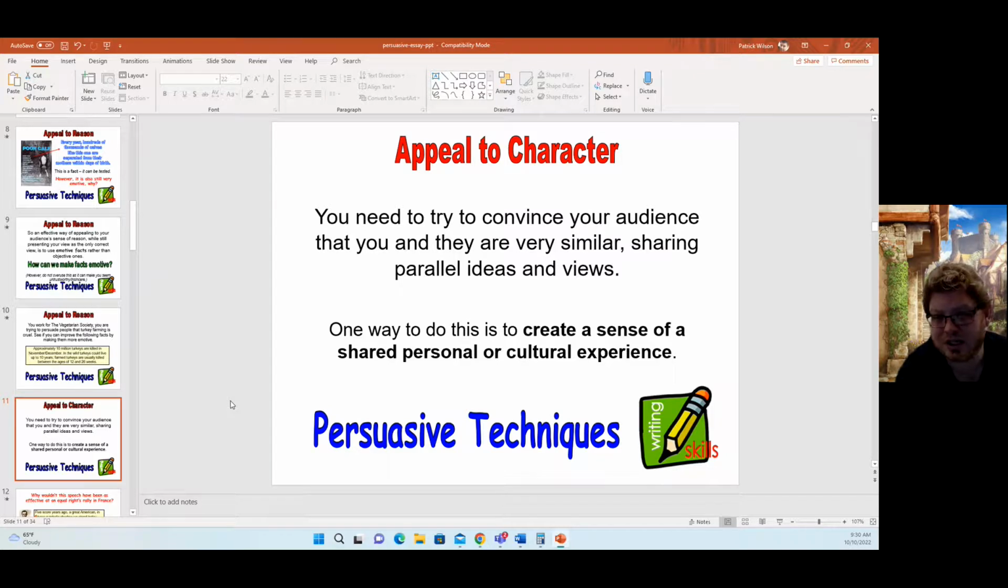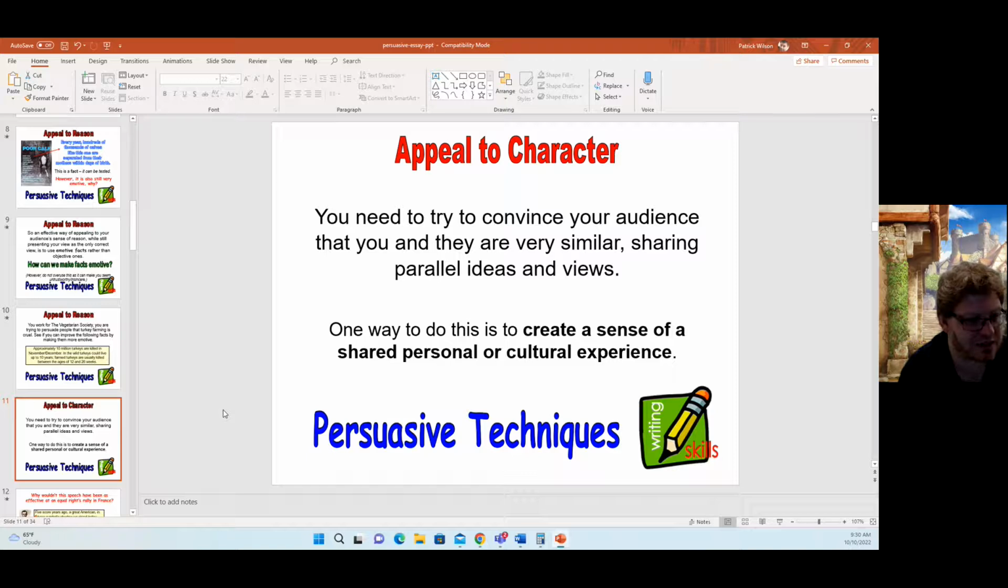You need to try to convince your audience that you and they are very similar, sharing parallel ideas and views. One way to do this is to create a sense of shared personal cultural experiences. That's why when you hear a lot of debaters or politicians, they say, well, I grew up on a farm, or I used to live in New York City, or I went to this particular school or played football. They try to appeal to you in a way that they can walk in your shoes to some degree and say, I walked the same path as you did. I'm just at this point now in the community where I can make some change.